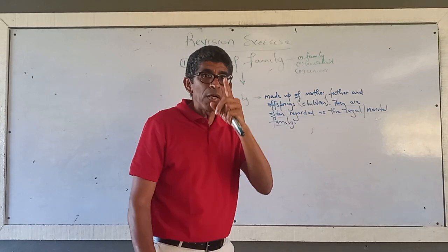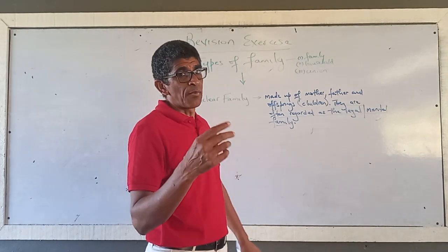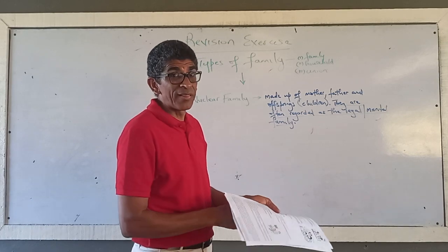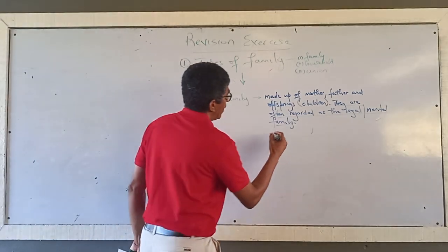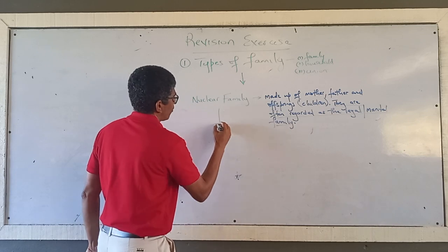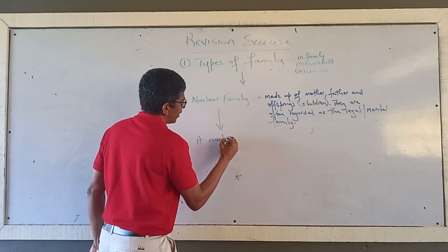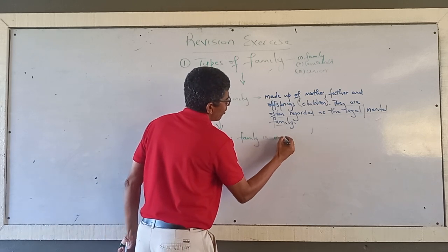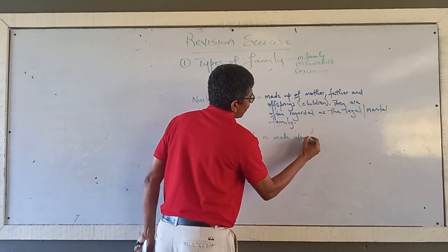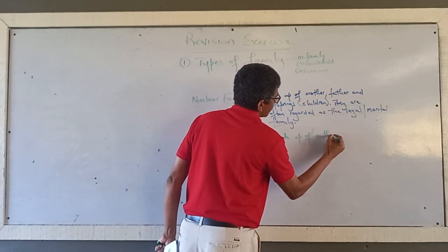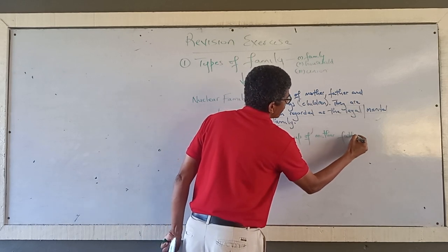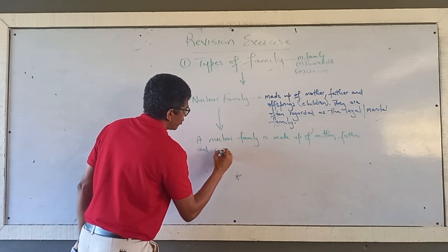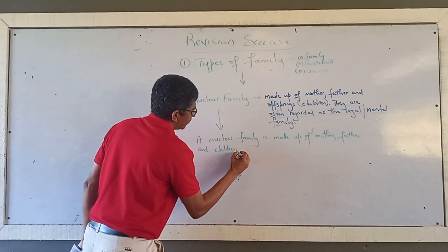step. So one book, to be careful now, so I'm going to give you another definition. One book gives a definition for the nuclear family this way. It says that a nuclear family is made up of mother, father, and children. Watch this part now.